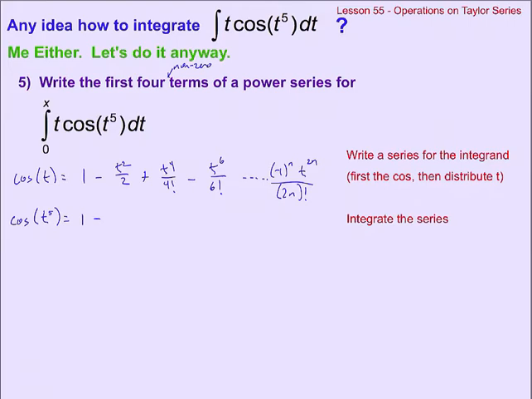So 1 minus, instead of t squared, it's t to the 5th squared, which is t to the 10th, over 2 factorial. And instead of t to the 4th, it's t to the 5th to the 4th, over 4 factorial, minus t to the 5th to the 6th, that's t to the 30th over 6 factorial. And so we can see the pattern here. It's still alternating, but instead of t to the 2n, it's t to the 5th to the 2n, which we would multiply the 5 times the 2n. See, our pattern is t to the 10n, and it's still over 2n factorial because we haven't changed what's in those denominators.